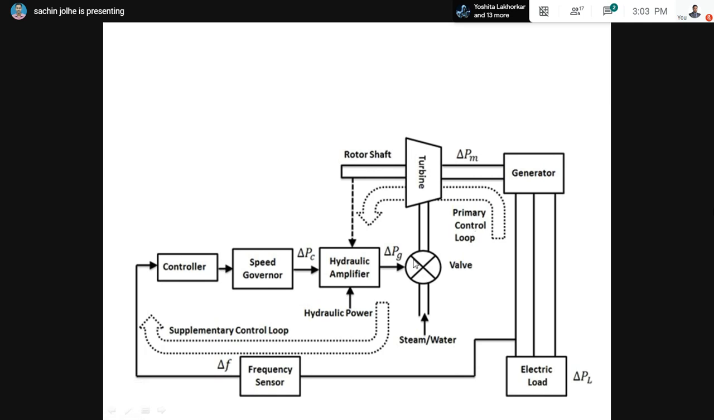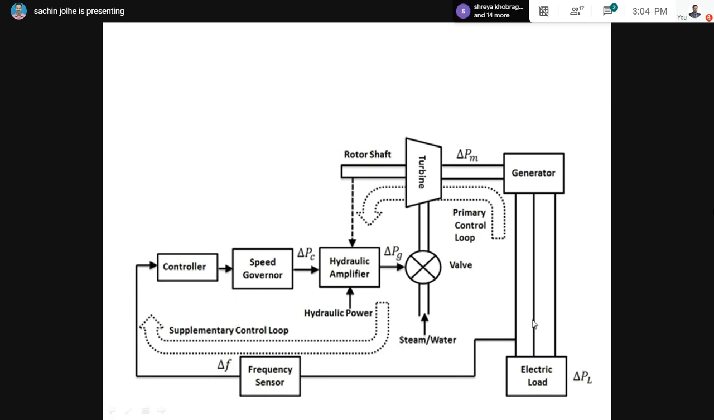So we are able to maintain this primary loop, whether the speed is higher or lower. Now the system is operating properly, and take case 2: suddenly the load is switched off. Suddenly the load is switched off.